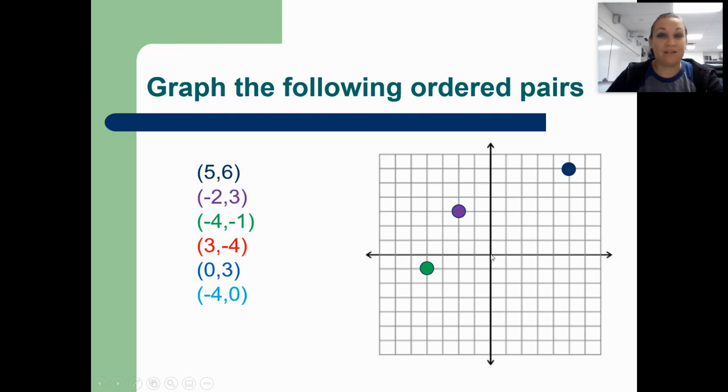Moving on, I have a positive 3. Notice that I'm always putting my cursor back on the origin. Positive 3 means go to the right 3, and then negative 4 means go down 4.